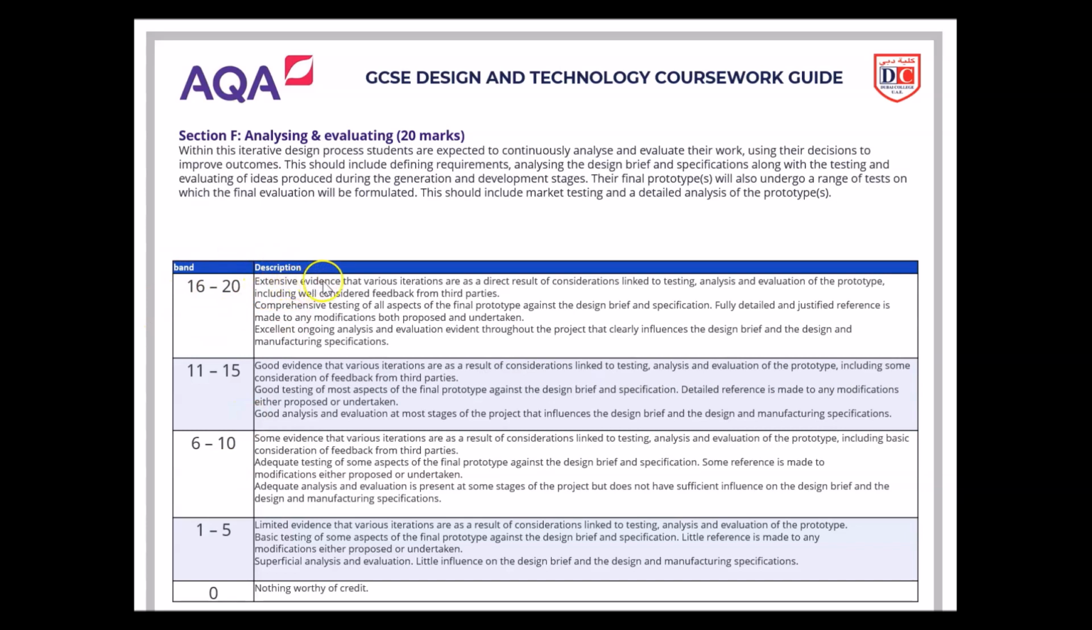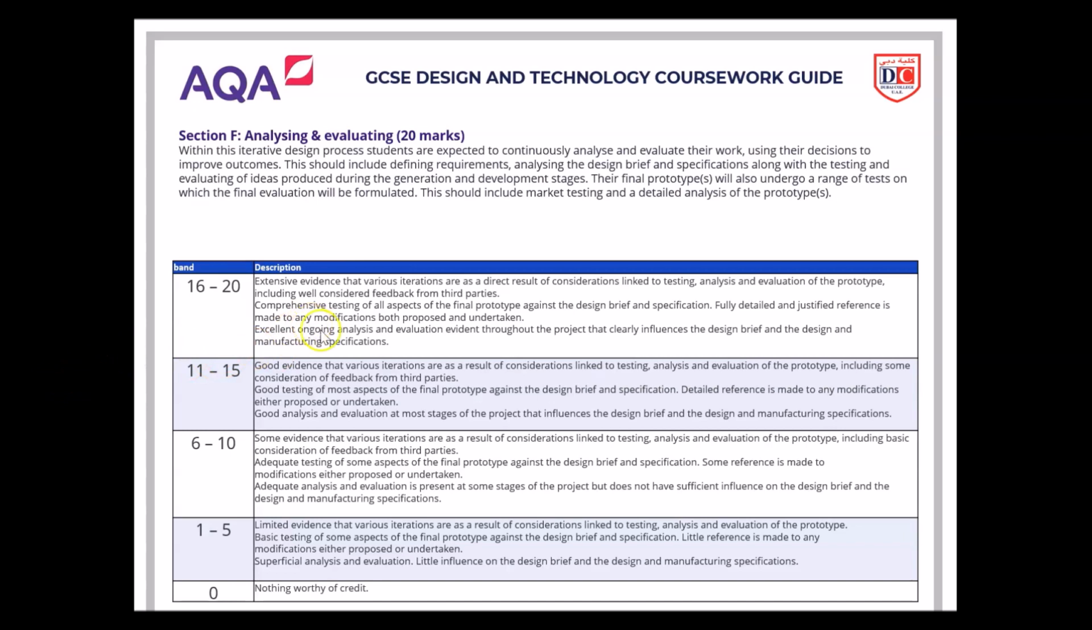is extensive evidence that various iterations are a direct result of considering links and testing. There needs to be analysis and evaluation of the prototype, including feedback from third parties. So basically not just yourself, asking other people for their opinions on how it turned out. There needs to be comprehensive testing of all aspects of the prototype against the design brief and specification. We need to have fully detailed and justified reference made to any changes that are proposed to be undertaken.